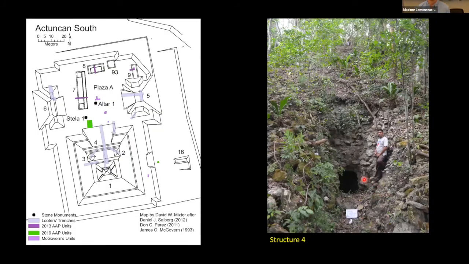Okay, so the Triadic Group at Actuncan, which is what I'm going to talk about for most of the rest of the talk, is a nested Triadic Group. It sits on an 82 meter by 120 meter platform that's 4 meters high. The primary pyramid, which is made up of structure 4, the platform, and structure 1 up on the top, raises 27 meters above the plaza level below. So it's pretty substantial. And the two main flanking pyramids, 5 and 6, are both about 8 meters high. The site's been heavily looted, mostly in the 70s and 80s, though there was additional looting done in 2015.